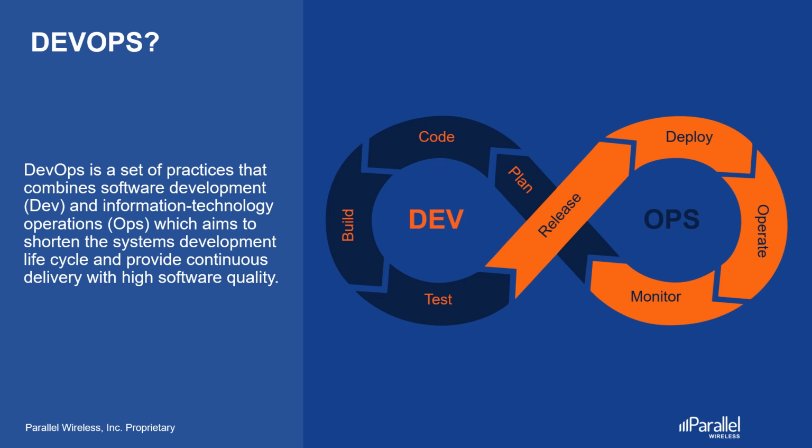Let's look at DevOps. DevOps is a set of practices that combine software development and operations, which aims to shorten the system development lifecycle and provide continuous delivery with high software quality. It is intended to reduce the time between committing a change to a system and the change being placed into normal production, while ensuring high quality. Several DevOps aspects came from the agile methodology as such.